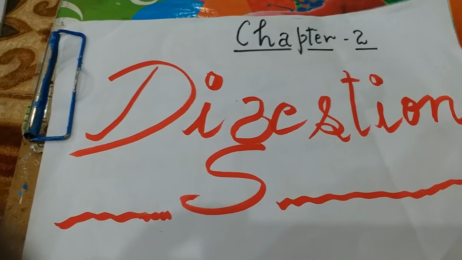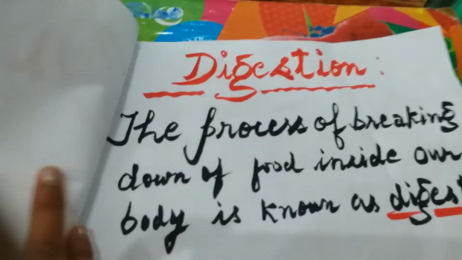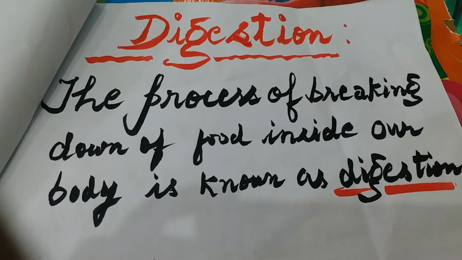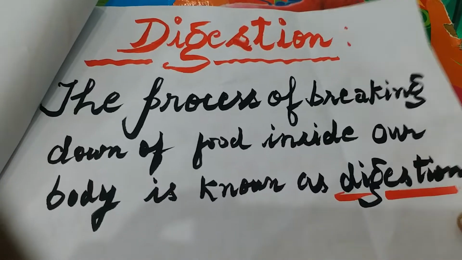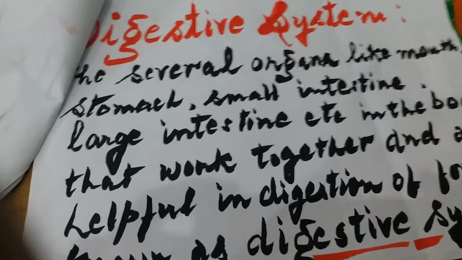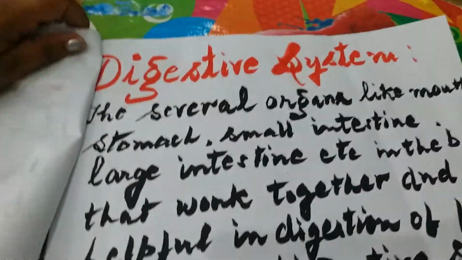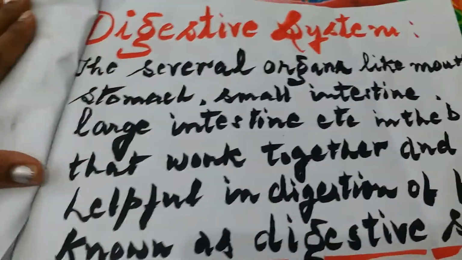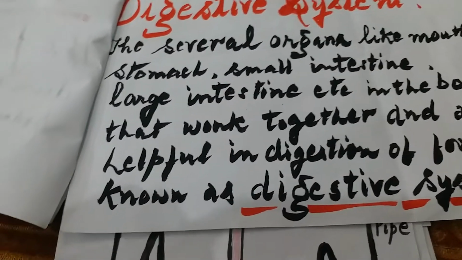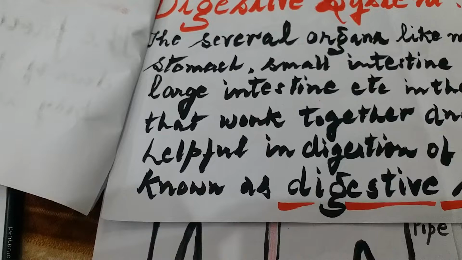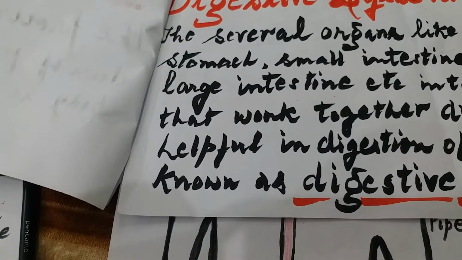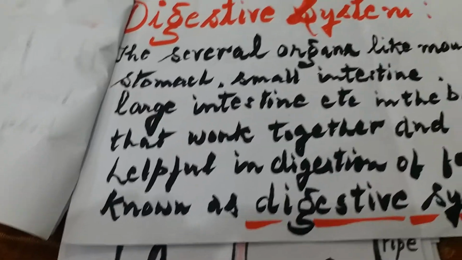Here I will show you first the digestion definition. The process of breaking down of food inside our body is known as digestion. Digestive system. Let's have a look at the digestive system. The several organs like mouth, stomach, small intestine, large intestine in the body that work together and are helpful in digestion of food is known as digestive system.